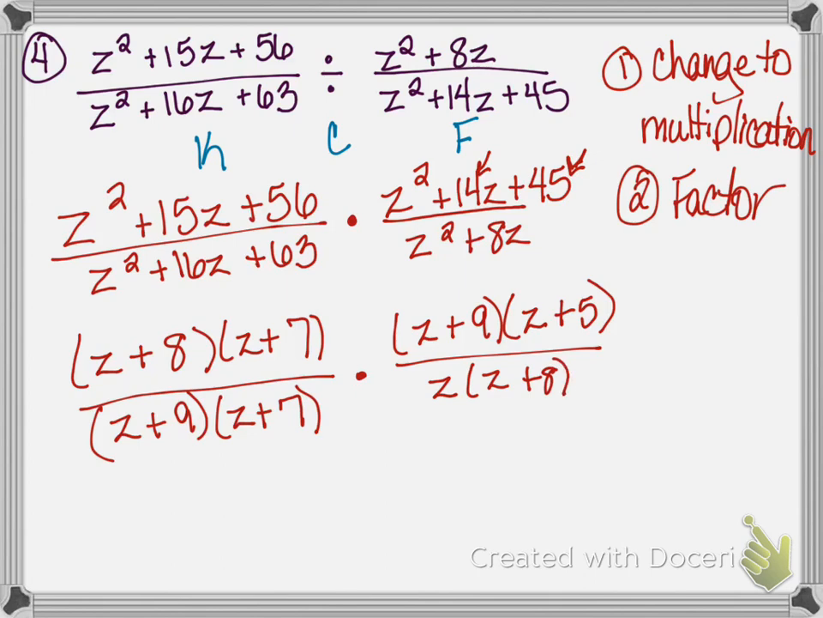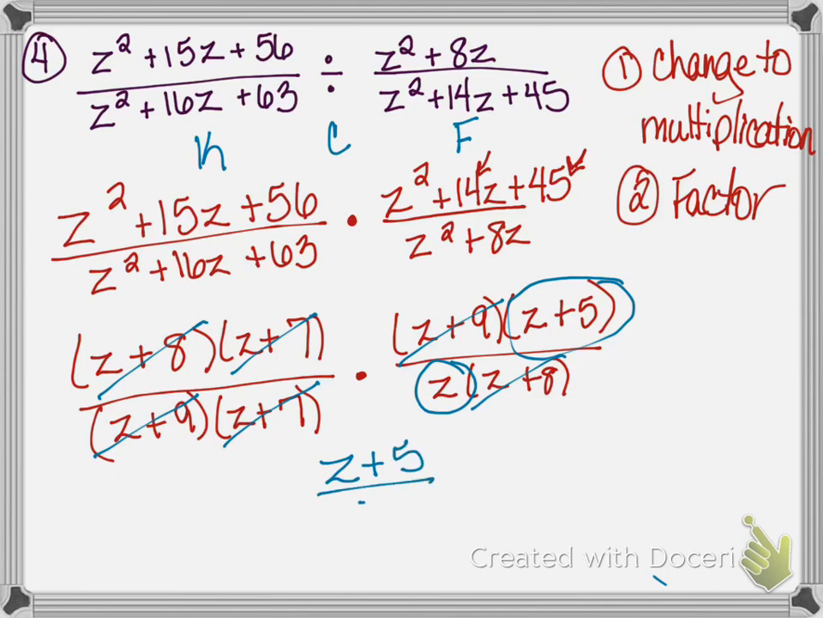Okay, now that I have everything factored, I can start crossing things out. My z plus 7 and z plus 7 are right on top of each other. I have a z plus 8 and a z plus 8. Then I have a z plus 9 and a z plus 9. So I am left with a z in the denominator and a z plus 5 in the numerator. So my final answer to this is z plus 5 over z.